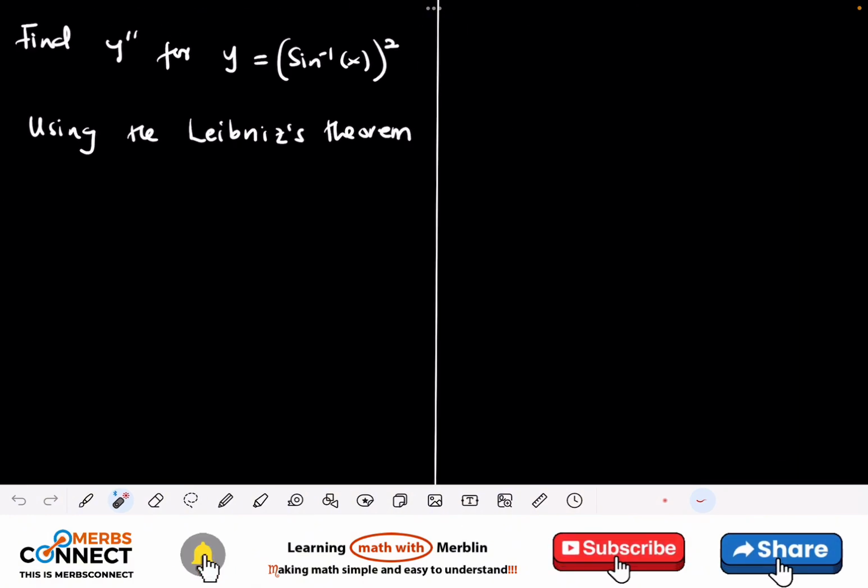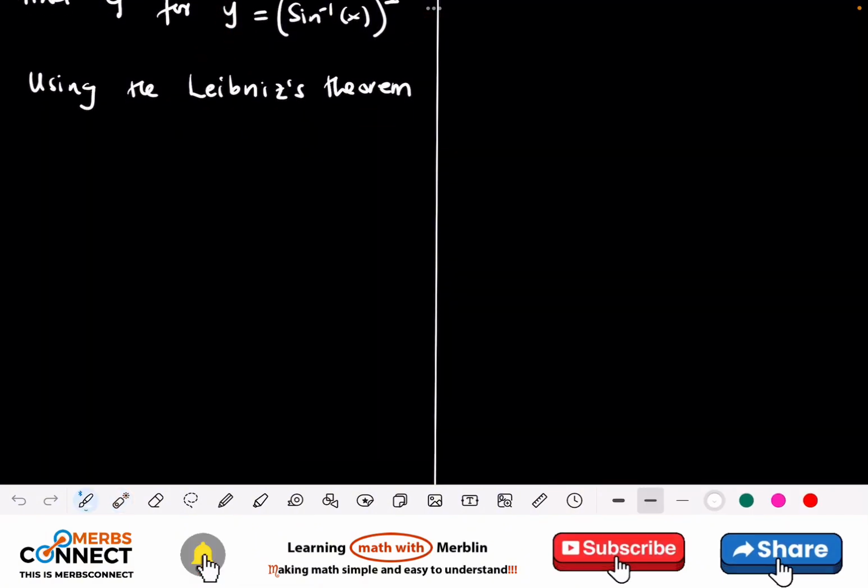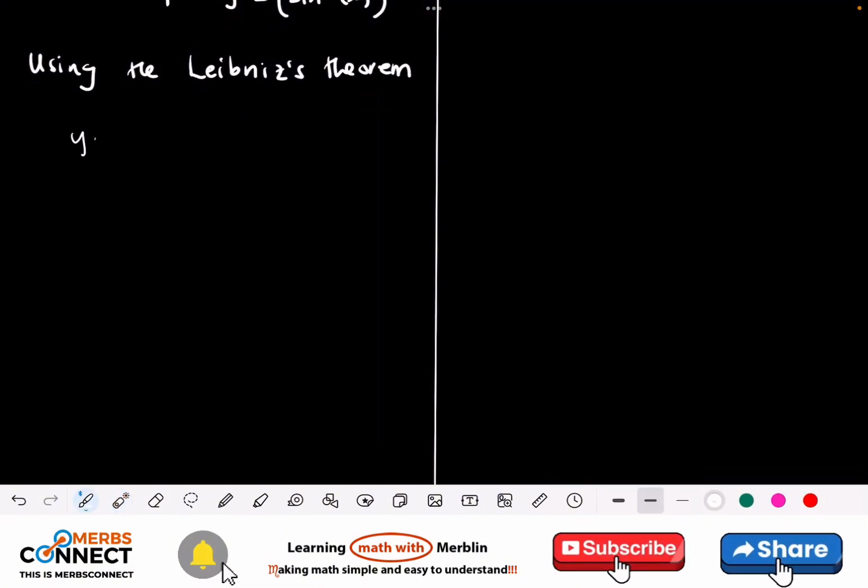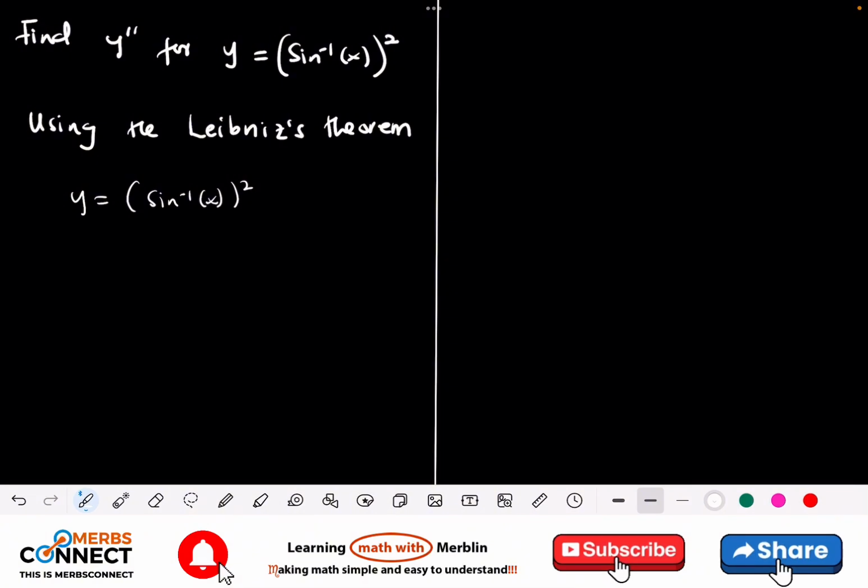Let's jump right in. So we have this nice question here. This one too, we want to find y prime prime for this function using the Leibniz theorem, right? So we have y, which is equal to sine inverse of x squared. Now, how are you going to do this?